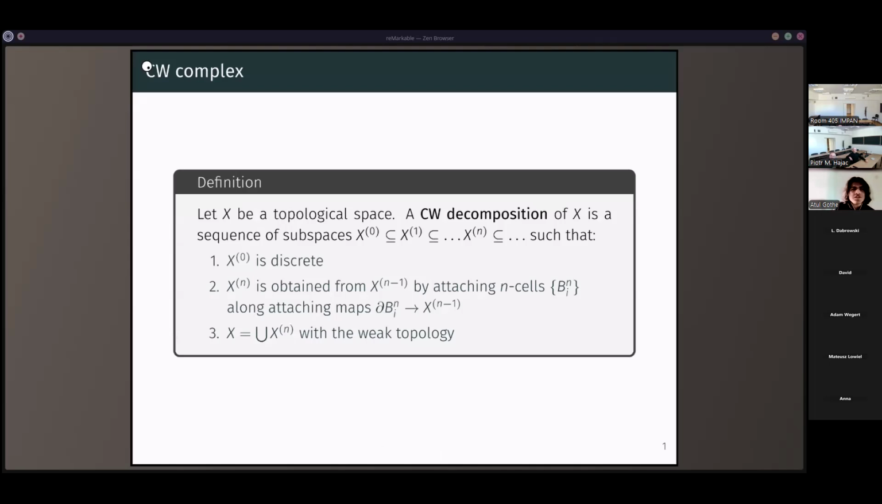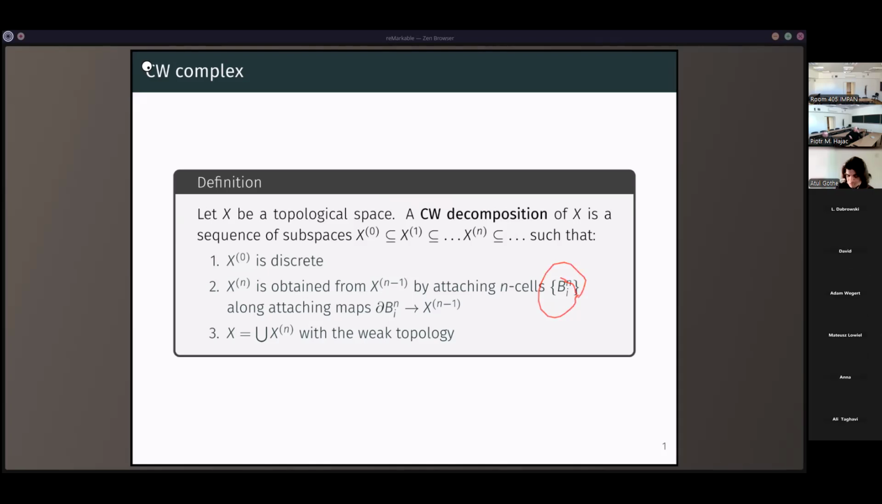If X is a topological space, then a CW decomposition of X is a sequence of subspaces X0, X1, ..., Xn, such that the first space X0 is a discrete space, Xn is obtained from Xn minus 1 by attaching n-balls along the boundary, along the attaching maps, to Xn minus 1, and X is homeomorphic to the union over Xn with the weak topology.